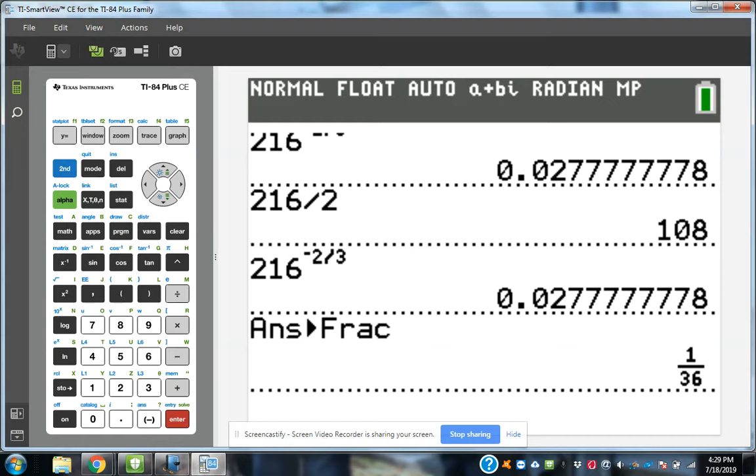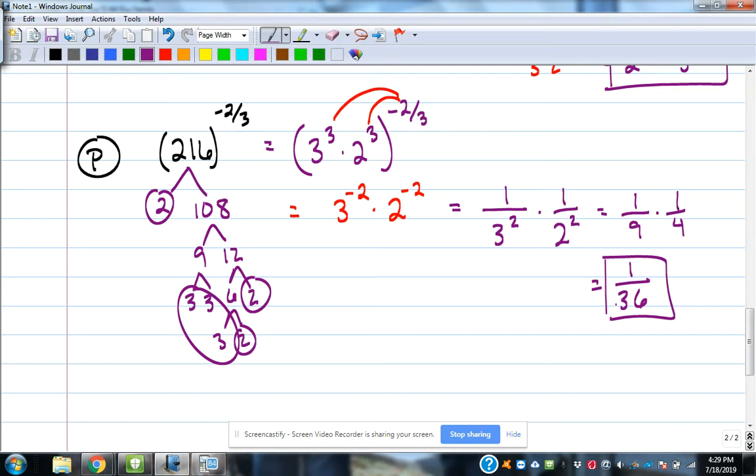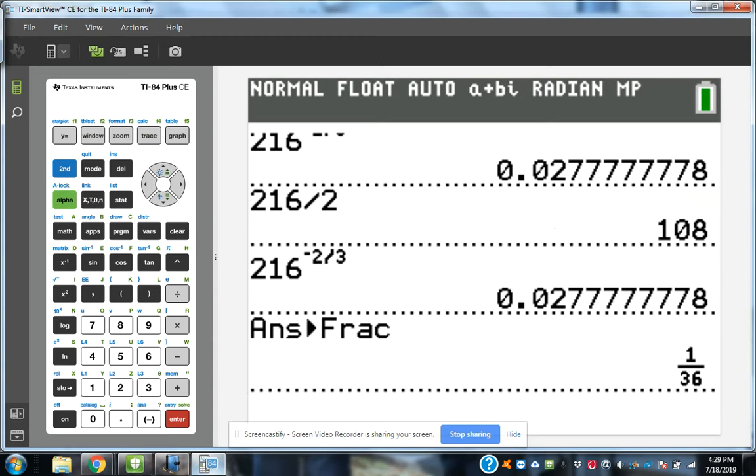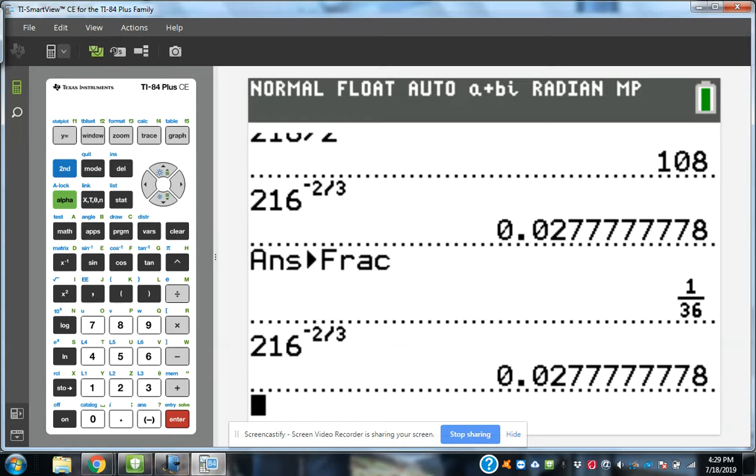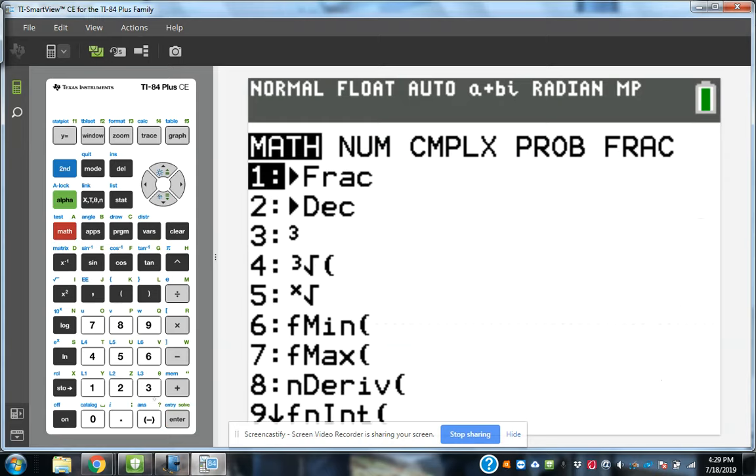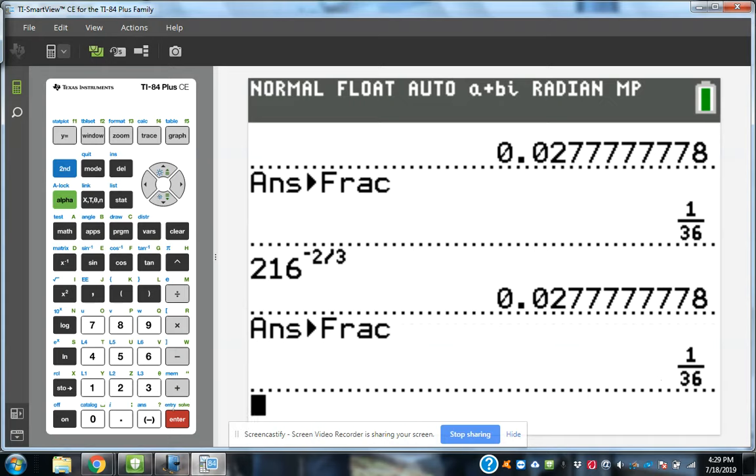Okay, so that's where using the factor trees can help you, especially when you've got negative exponents. Anytime you've got a negative exponent, you've got to figure there's going to be some sort of fraction involved. So the way I did that with the calculator to get it to give me the 1 over 36 is I did 216 raised to the negative 2/3. And then I hit math, which is underneath the green button, and then enter twice. And it'll change any decimal that you've got. If it can be changed to a fraction, it will change it to a fraction for you. Math, and then enter twice.